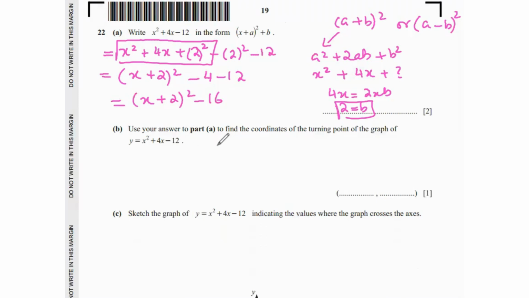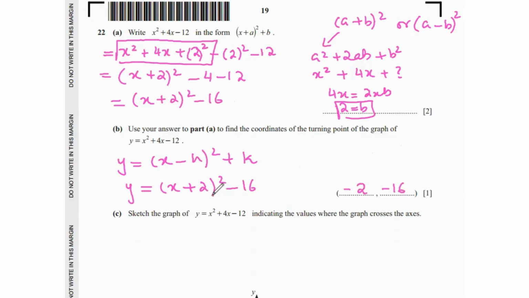Then it says use your answer to part A to find the coordinates of the turning point of the graph of y equals x squared plus 4x minus 12. For the turning point, you have to remember that completing square form is used to find the turning point actually. Your value that is being added or subtracted to x, that's your x value of the turning point, and the constant outside is your y value. So based on this, we have y equals x plus 2 squared minus 16. Your y value is negative 16 and x value is negative 2.